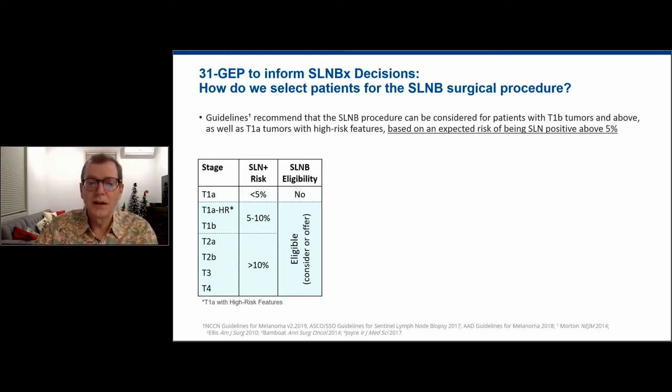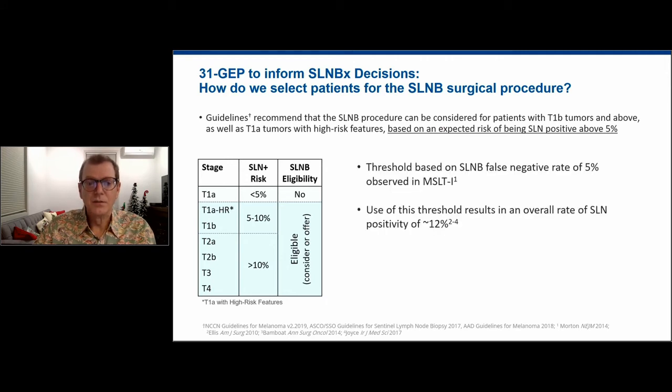And so if your sentinel lymph node biopsy positivity rate is less than 5%, which it is with our T1A tumors, essentially this is a group where we do not recommend sentinel lymph node biopsy based upon NCCN guidance. When the sentinel lymph node biopsy positivity rate is between 5 and 10%, that's something where it should be considered, and greater than 10% is usually something that gets a pretty strong recommendation for sentinel lymph node biopsy.